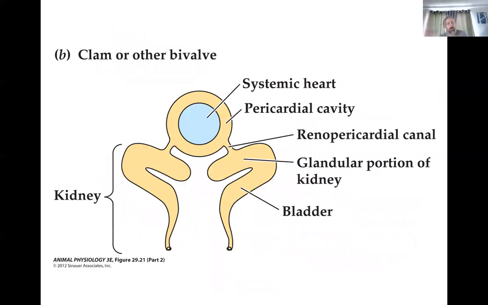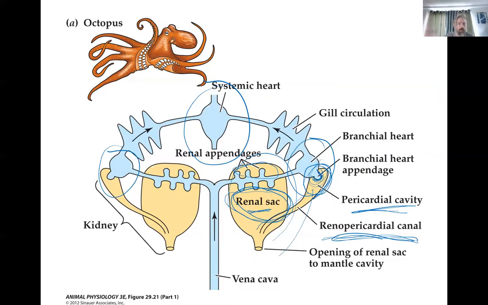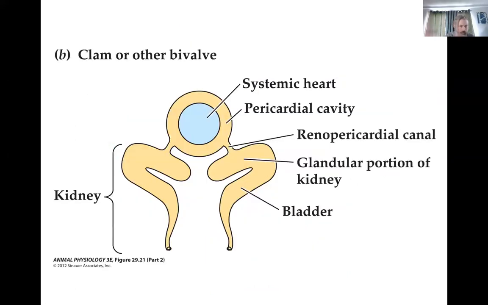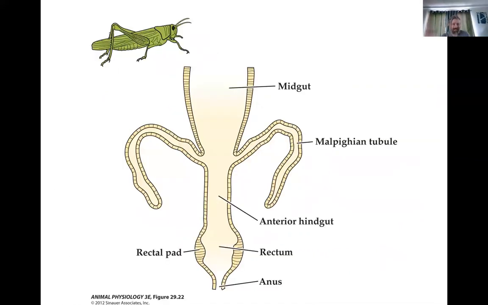For clams, other bivalves, other kinds of mollusks, so not like octopodes, a similar situation is happening here, only instead of it being the branchial hearts, it's the systemic heart that's actually responsible for producing the filtrate via this pericardial cavity. For insects, they don't have kidneys at all.